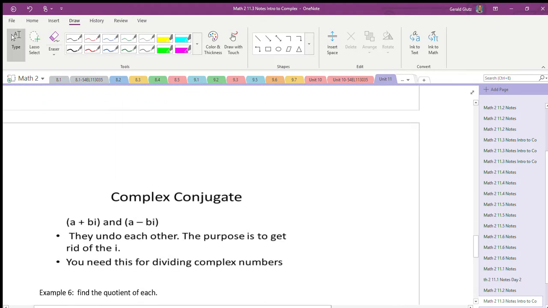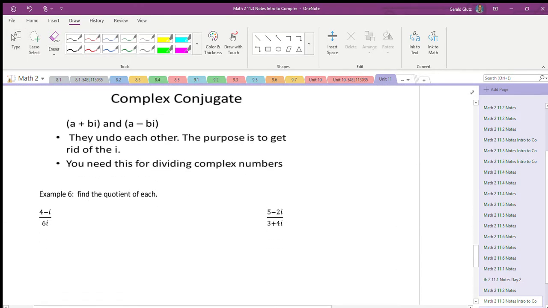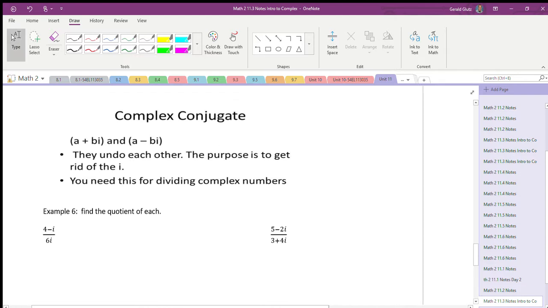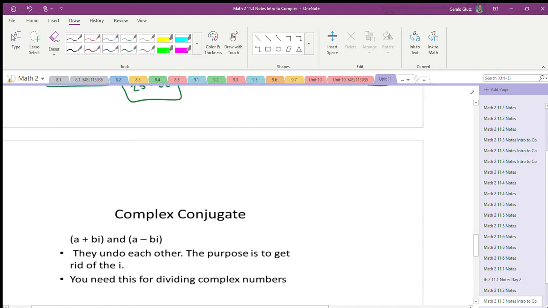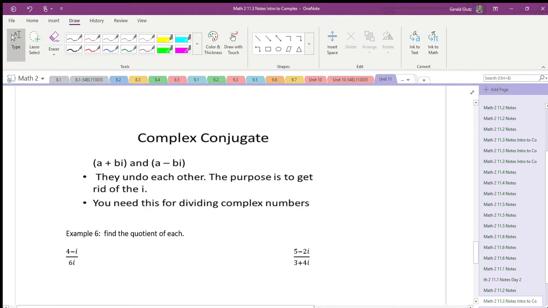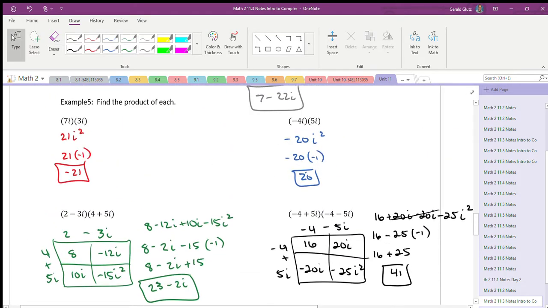So that is it for the notes. We're not going to talk about the complex conjugate. Those are on my website if you want to check those out to see what they are, but we're not going to have to deal with those. So that's it for the notes.